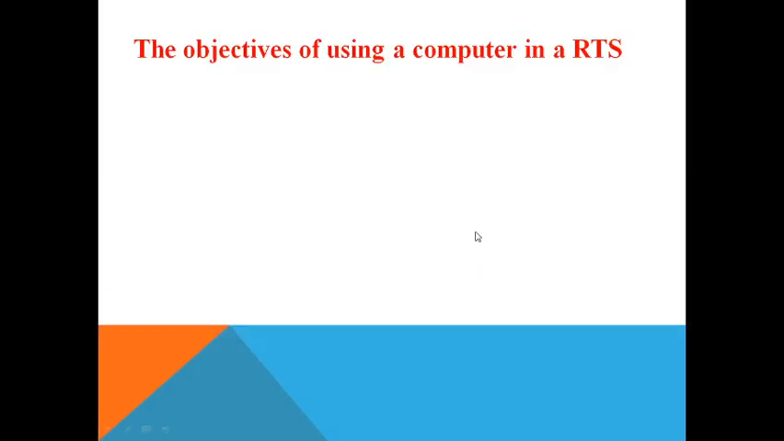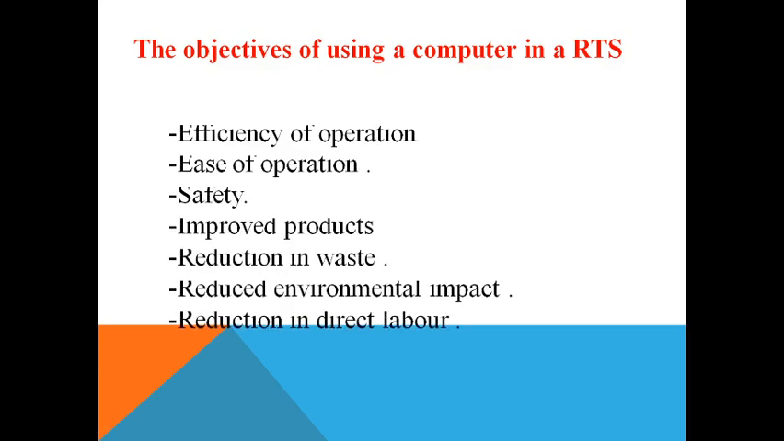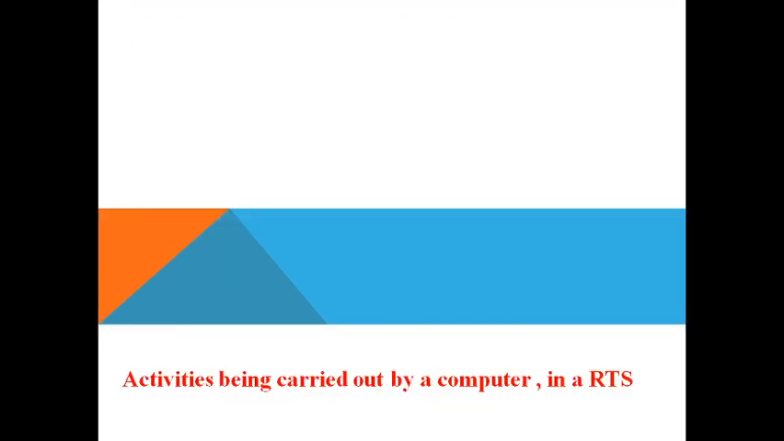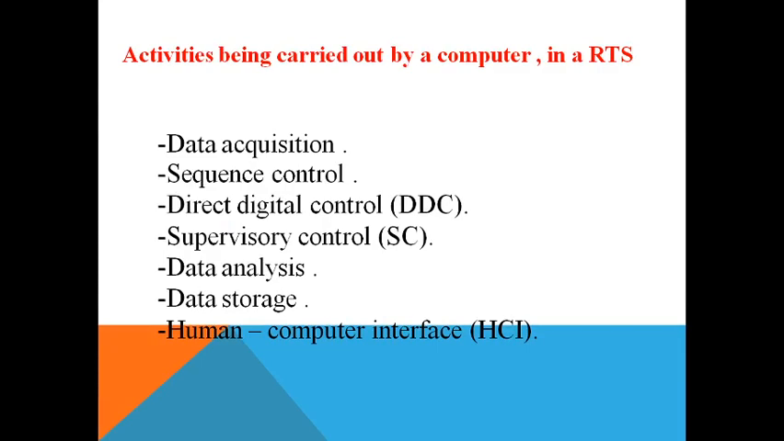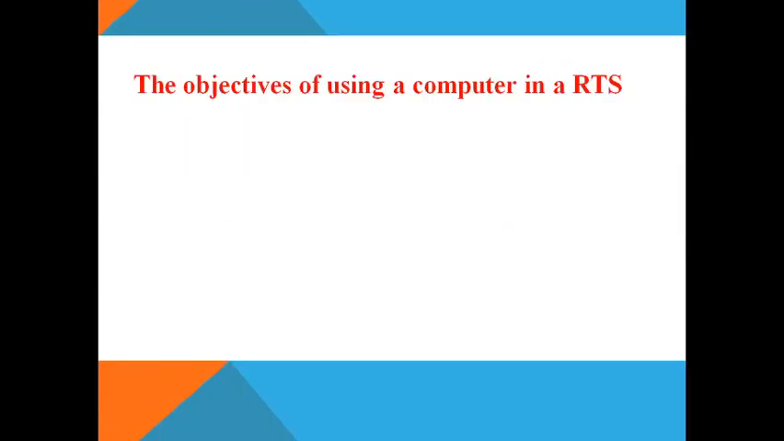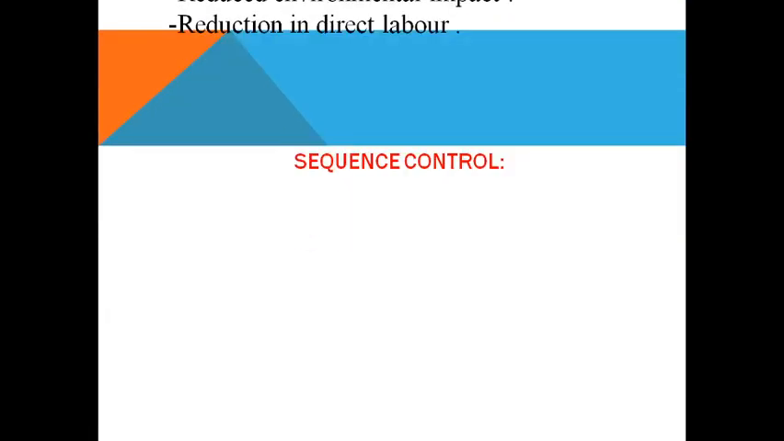The objectives of using a computer in a real time system are efficiency of operation, ease of operation, safety, improved product, reduction in waste, reduced environmental impact, and reduction in direct labor. First, we will see the activities which are carried out by a computer in a real time system.